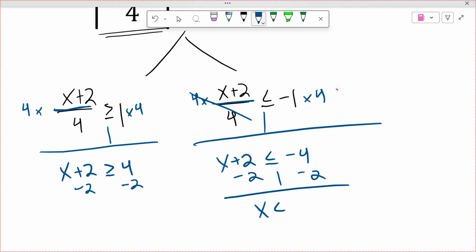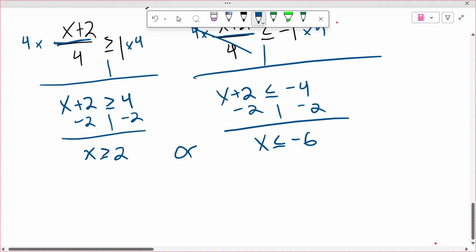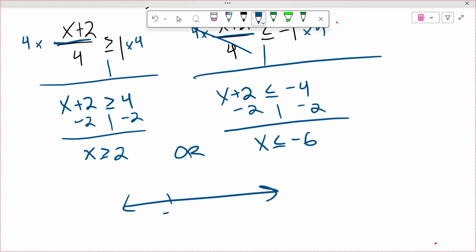And I have x less than or equal to negative 6. Over here, I have x greater than or equal to 2. Again, this was an OR problem, so I'm going to shade it as such. Negative 6, negative 7. Ban any of them that did the 6, 7. Closed circle on the 2, shaded to the right. Closed circle on the negative 6, shaded to the left.